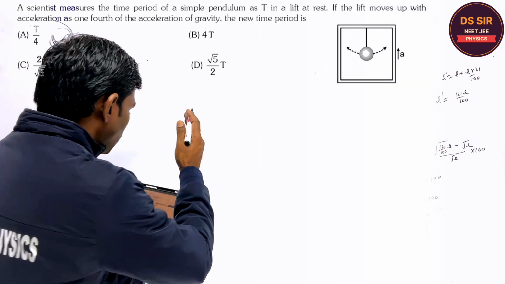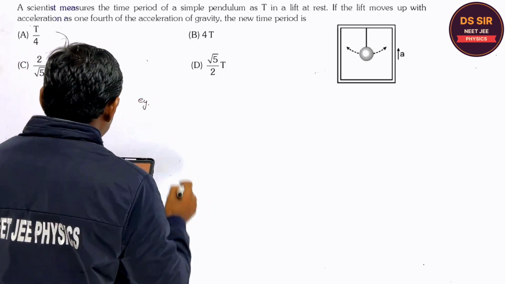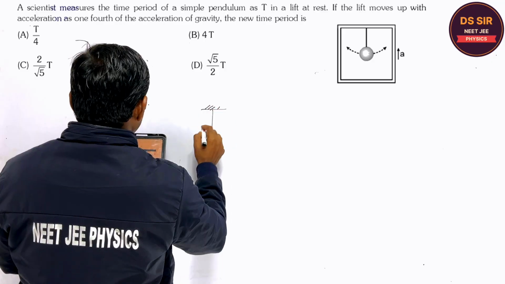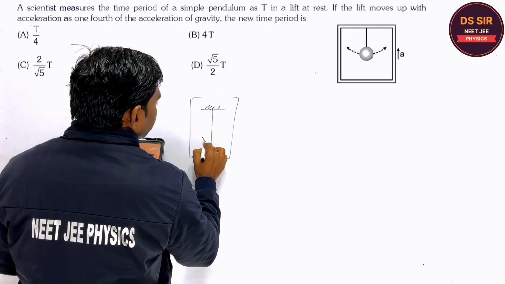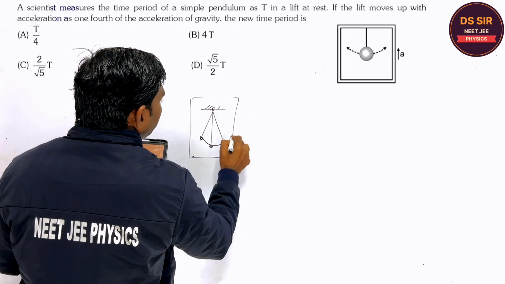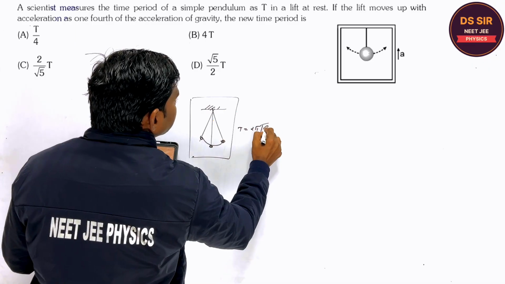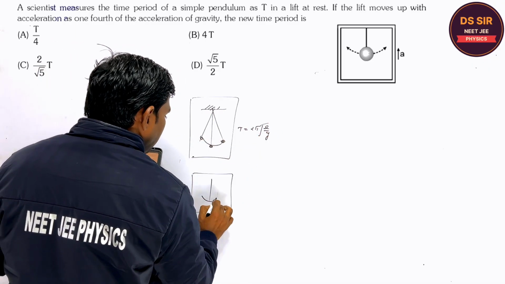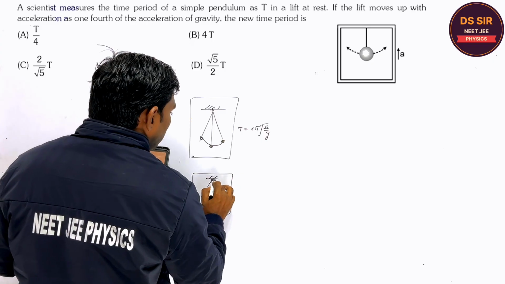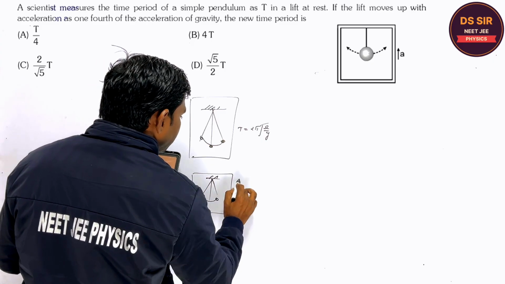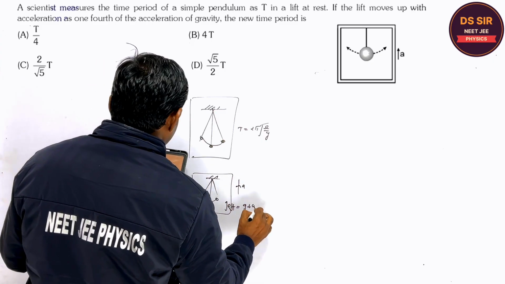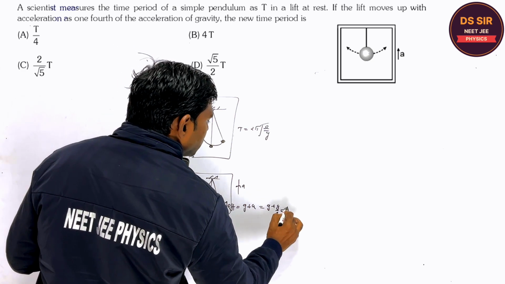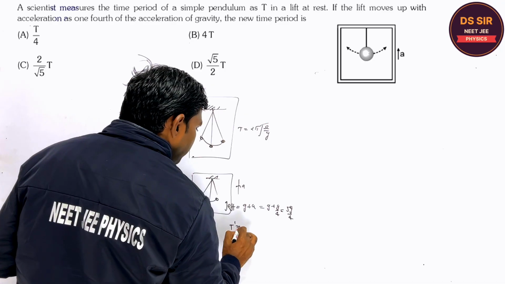Copy this. So read this question. I think you can do it. Scientists measure the time period of a simple pendulum in a lift which is at rest. Right? What is the simple pendulum time period? It is 2 pi root L upon G. If it moves up, what is the G effective in this case? It is G plus A, where A is 1/4 of the acceleration due to gravity. So this is 5G by 4. So what will be the T dash?